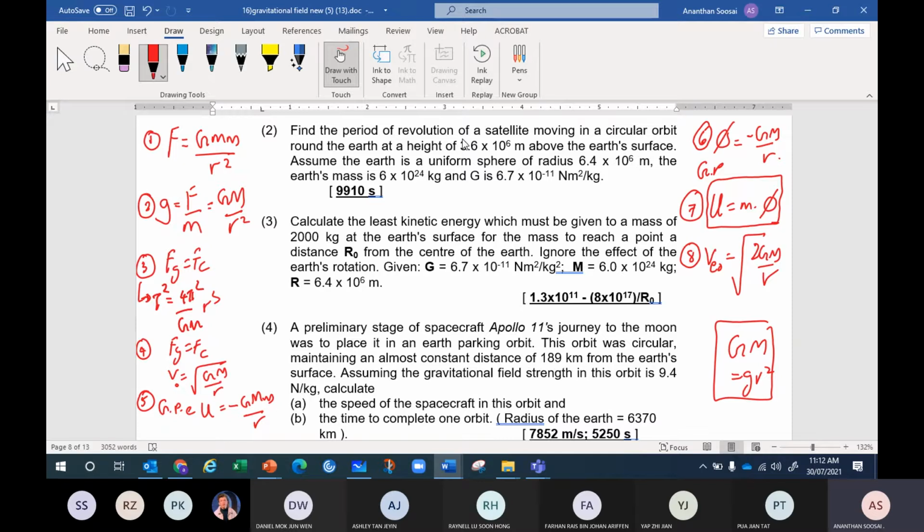Okay. And another thing, of course, check that all the units are SI units. In this case, all are SI units. Planetary questions are normally in SI units. So you should get 9,910 seconds. So the equation to be used for the second one is the third equation.